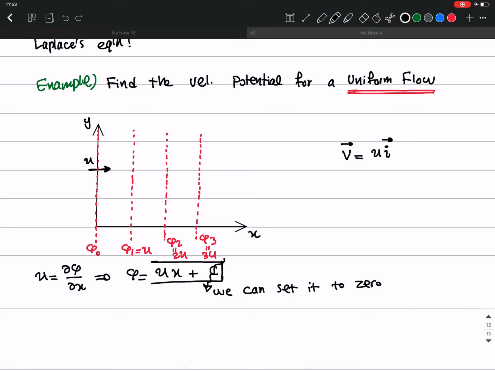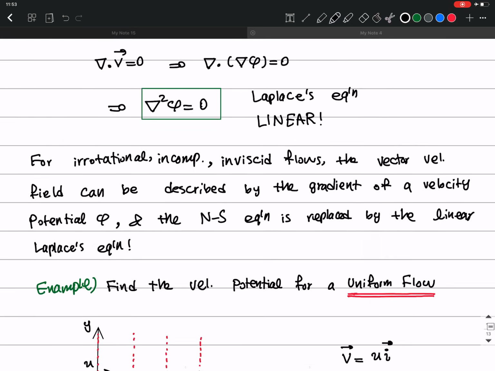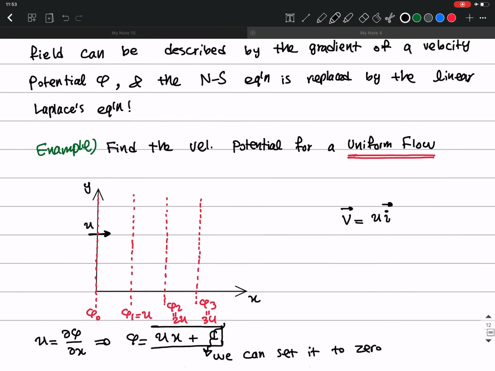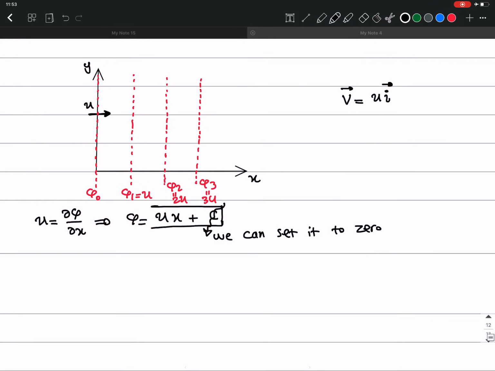Okay, so this was a simple example, and now in the next session, I'm going to solve another example for a source flow. Okay, so this was for a uniform flow, and then in the next example, we are going to find the velocity potentials for a source flow.